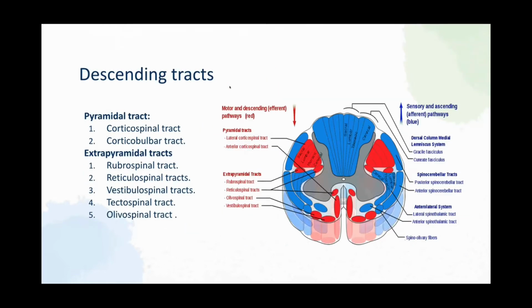so we're going to talk about the descending tracts. We separate them into two parts: the pyramidal tract and the extrapyramidal tract. The pyramidal are the corticospinal and the corticobulbar tracts, while the extrapyramidal are the rubrospinal, reticulospinal, vestibulospinal, tectospinal, and olivospinal tracts. It's said that the pyramidal tracts are called that because they form the pyramids in the medulla oblongata. That's why they're called the pyramidal tract. The extrapyramidal tracts don't pass through the pyramids in the medulla oblongata.